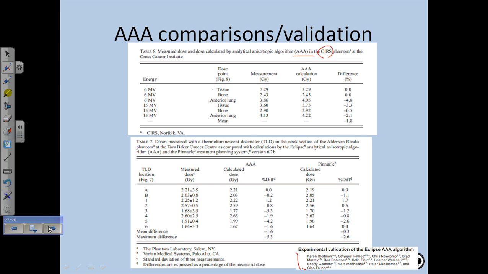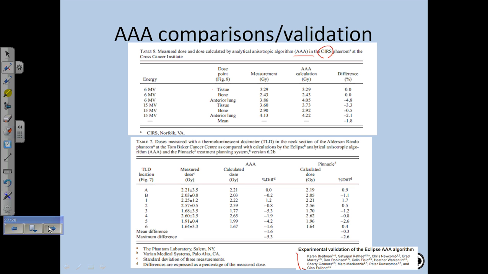Which one do you think is better? Go down all the way to the bottom. Mean difference, 1.6 and 0.3. So Pinnacle does a little bit better. Maximum difference also does a bit better, and that's well known. The reason is that Pinnacle uses collapsed cone, which is a convolution superposition algorithm. So Axial superposition and Pinnacle superposition are always going to outperform AAA.